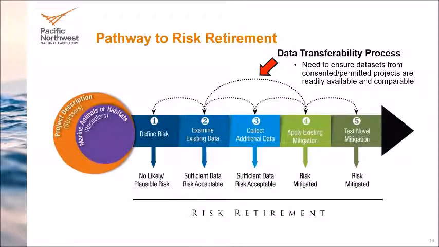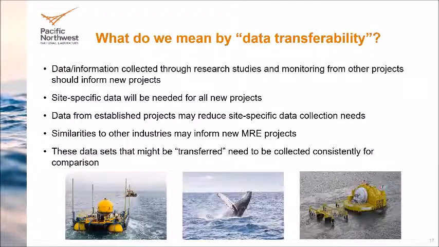So we developed a data transferability process, which I'll describe in more detail in the next few slides, but I did want to point out that it's really a key component in moving towards risk retirement, specifically in stage gate 2. So if sufficient data doesn't exist for the specific location or project that you're trying to consent or permit, the data transferability process can be employed to investigate if there's sufficient data from another site or an analogous industry, which can inform risk retirement for the project in question. And I also want to note at the top, there are dotted lines and arrows, which implies that there are feedback loops between and among the different stage gates. Next slide, please. Thank you.